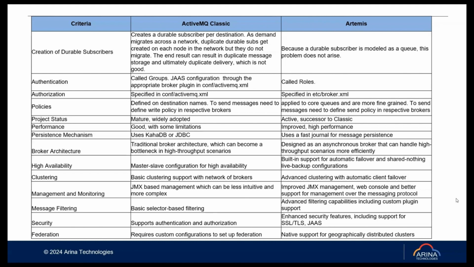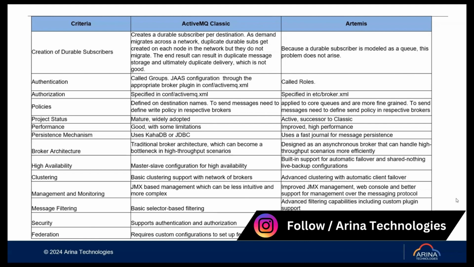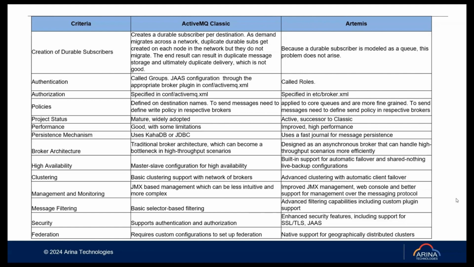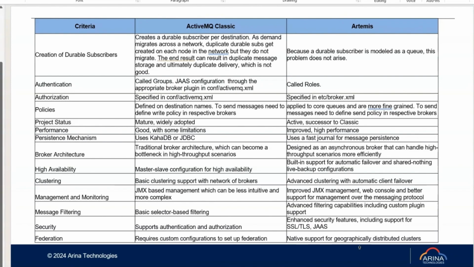Clustering for ActiveMQ is basic clustering support with a network of brokers. You would go into the ActiveMQ file, provide the other broker configuration, and it's a pain. We have done it for so many customers. It's not a simple setup. You will have to do a lot of settings, but drop in a comment if you want to see the clustering setup, and I can create a video for you all. While for Artemis, it is seamless clustering, and it has automatic client failover, so it is a lot more resilient compared to the Classic.